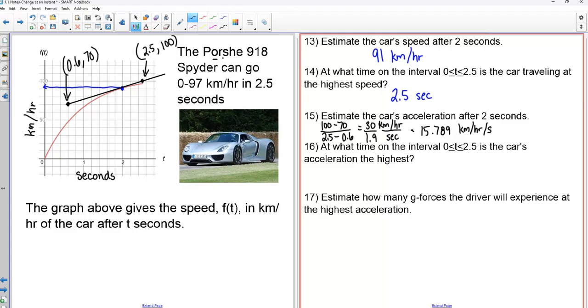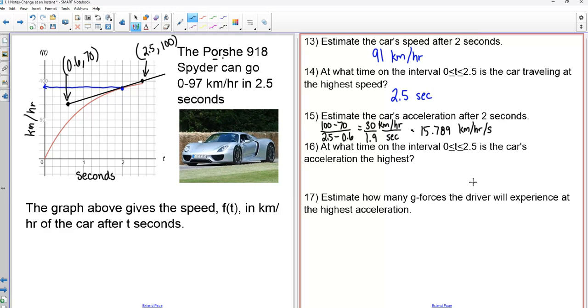Now, technically that is an answer. Those units are horrendous, and you would never see somebody report it that way. It is maybe a little bit helpful to think about, though. That means every second that goes by, this car is going about 16 kilometers per hour faster at that point.